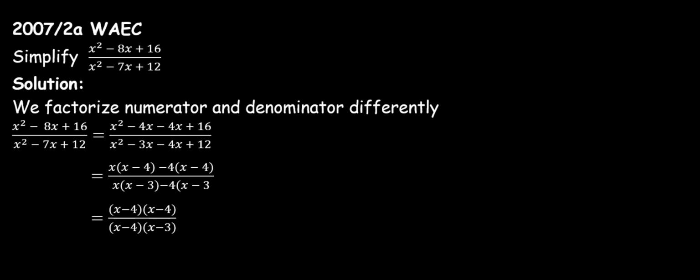And our result here, similar term, we cancel out. x minus 4 is common to both the numerator and denominator. When they cancel out, the result will be x minus 4 divided by x minus 3. That's the simplest form we can obtain, how far we are expected to go.